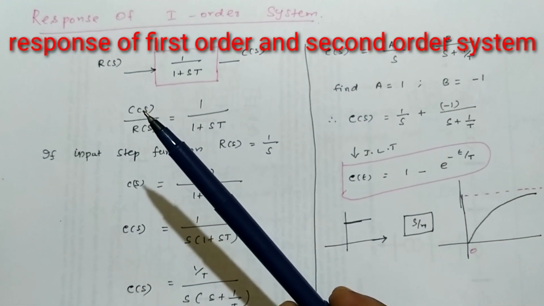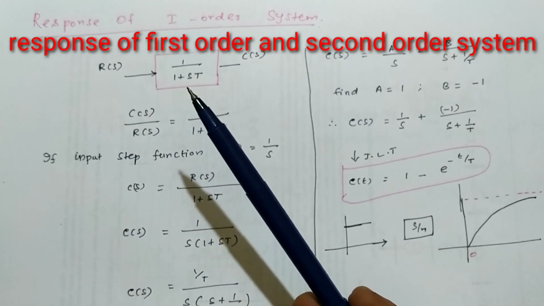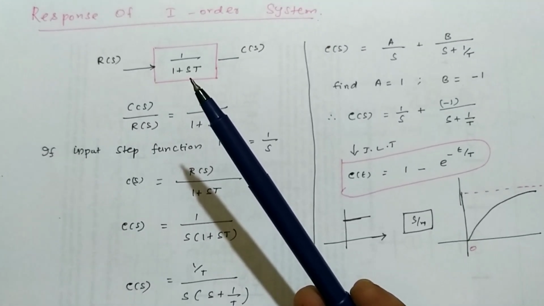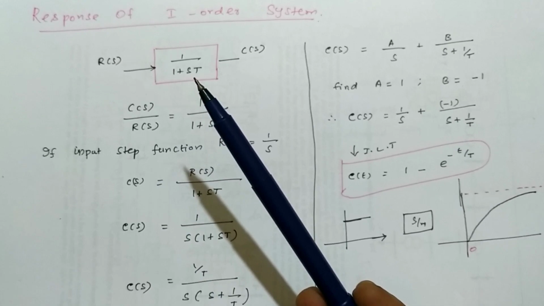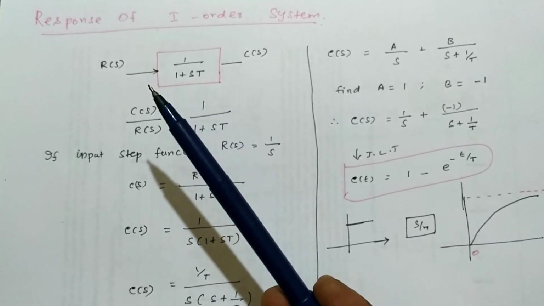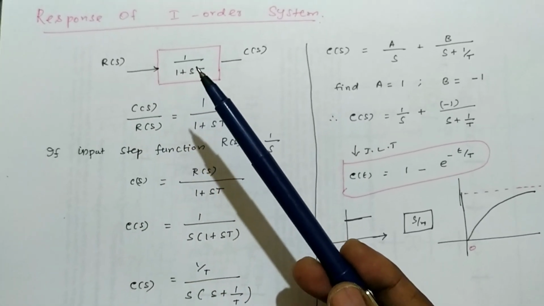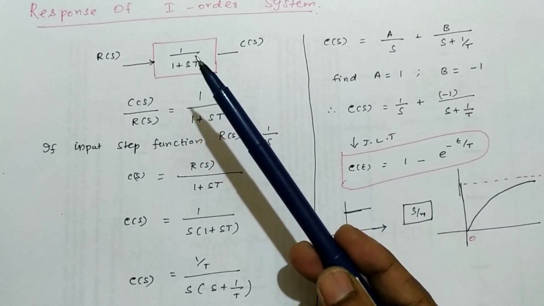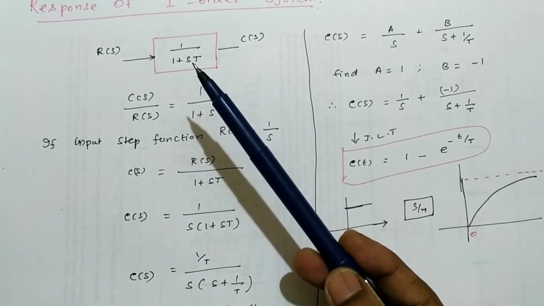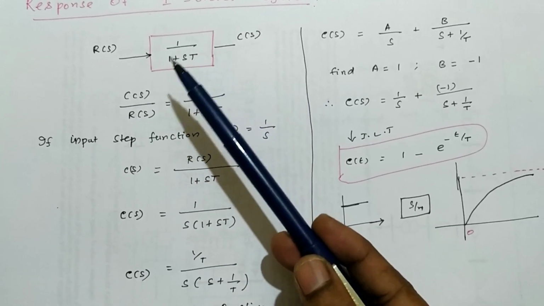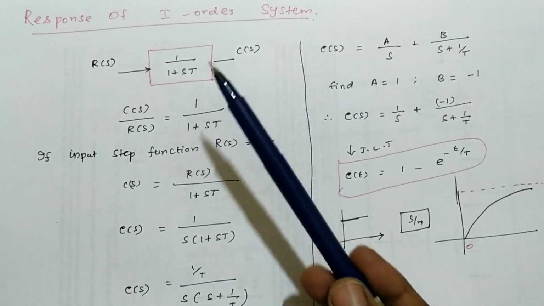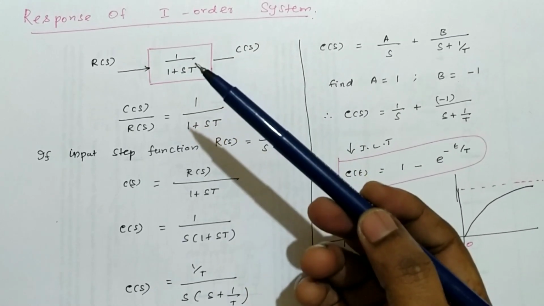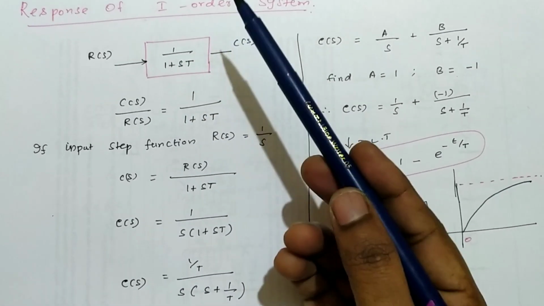So in this video we will see the first order and second order system, and how the response of first and second order systems looks. In general, any first order system has a transfer function denoted by 1 divided by 1 plus sT. This is the standard form of a first order system. The power of s is 1, hence it is called first order.